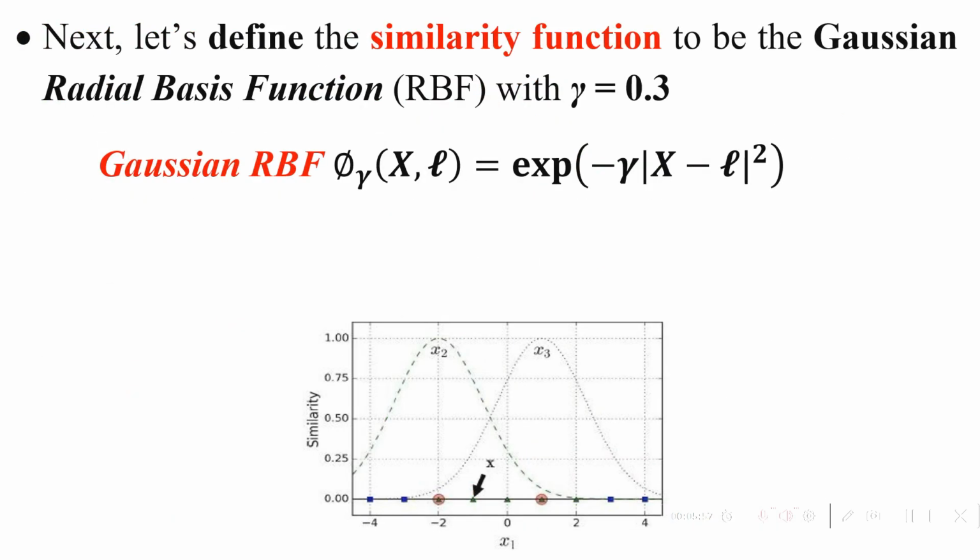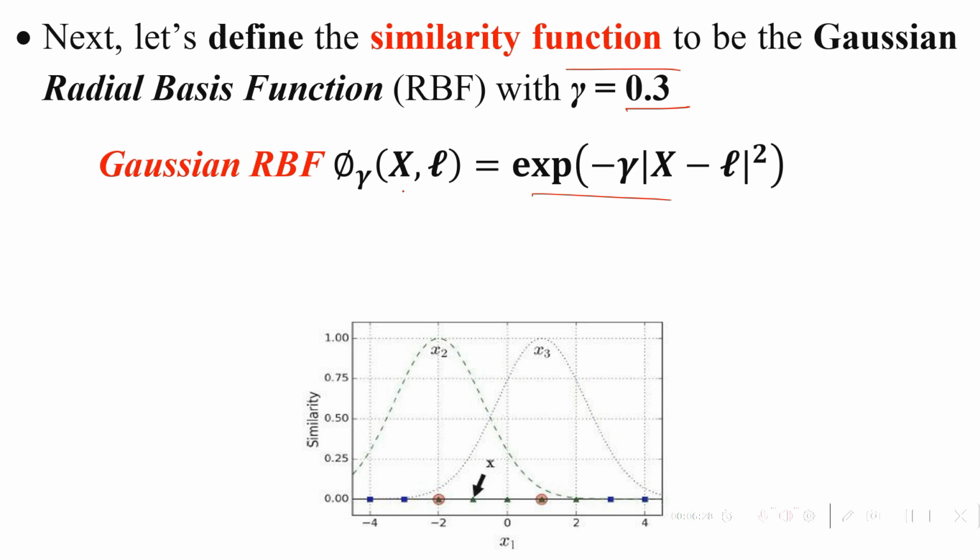Okay. Now here we are going to see the similarity function with the help of the Gaussian radial basis function with gamma equal to 0.3. The Gaussian radial basis function, phi gamma of x comma l, equals exponential of minus gamma into the norm of x minus l, whole square. This gives the radial function. It identifies the similarity features.